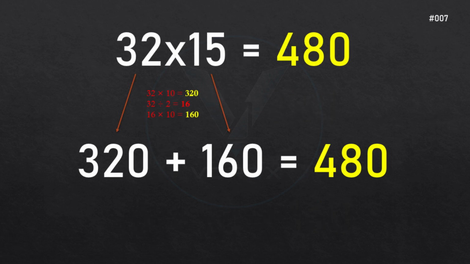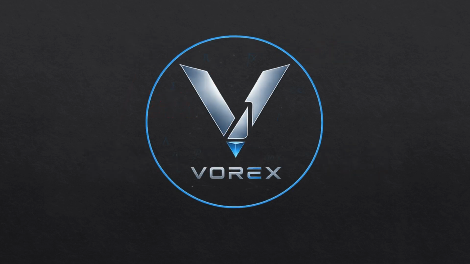Now add the two results together. 320 plus 160 equals 480. So, 32 times 15 equals 480. I hope you found this trick helpful, and that multiplying by 15 feels much easier now.